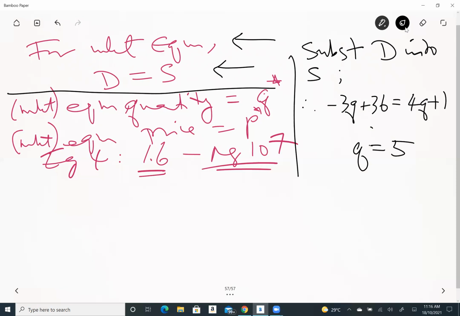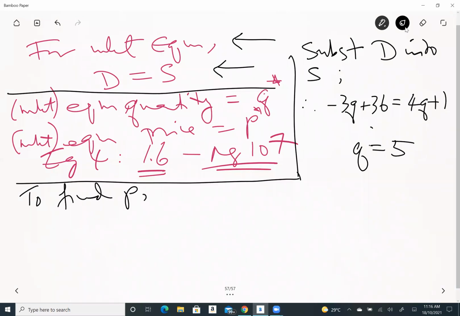Now, once you get Q equal to 5, what we do next is that we want to find P. To find P, what do you do? Substitute Q equal to 5 into what? Into D or S, doesn't matter. If you look at the book, they didn't do anything, they just give you the price. We don't want shortcut. We want the long cut. You want to show how you get the answer.